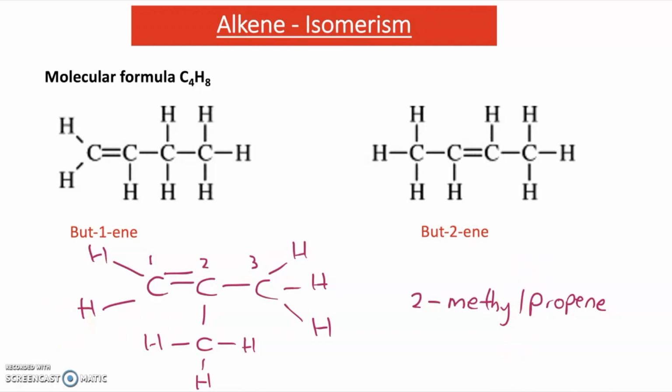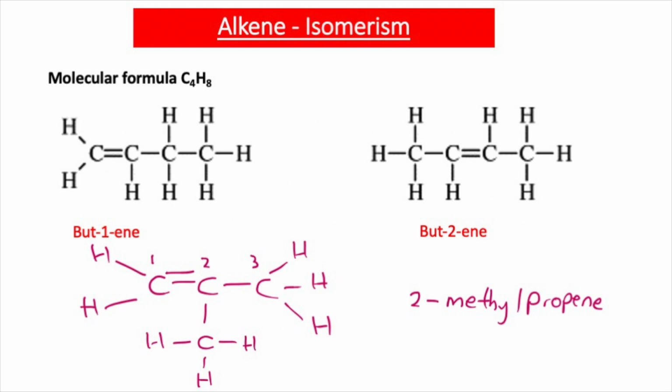And it's an isomer of the other 2 compounds, but-1-ene and but-2-ene. And we have a chain isomer here because the longest carbon chain is a different length. In the first 2 molecules, but-1-ene and but-2-ene, the longest carbon chain is 4 carbons long. In 2-methylpropene, it's 3 carbons long. Now all 3 of these molecules have 4 carbons and 8 hydrogens in their structure. They're all isomers because they have the same molecular formula, but a different arrangement of atoms, a different structural formula.